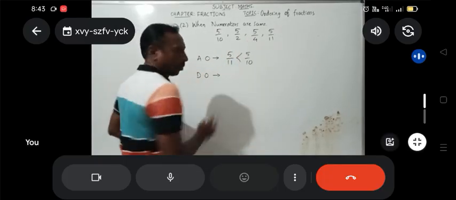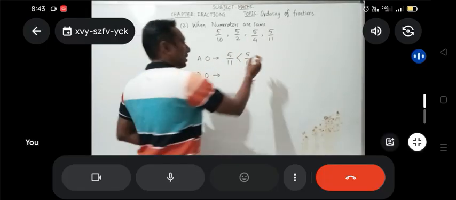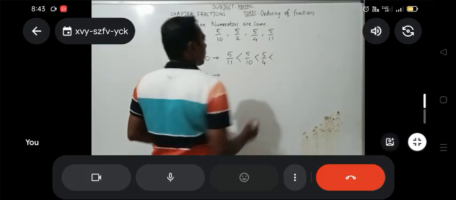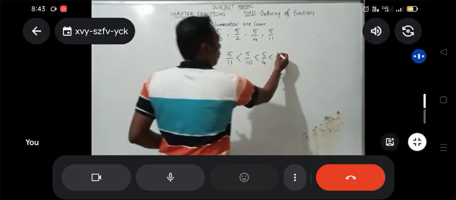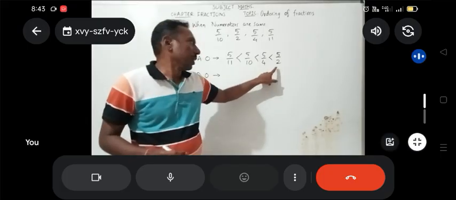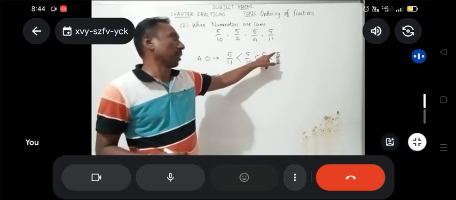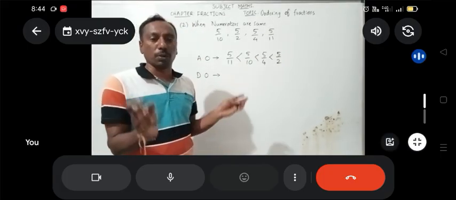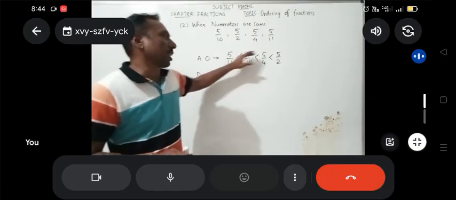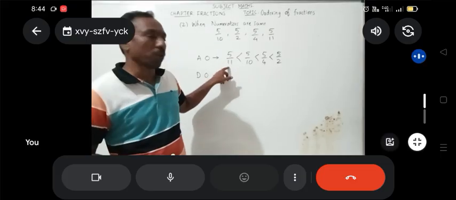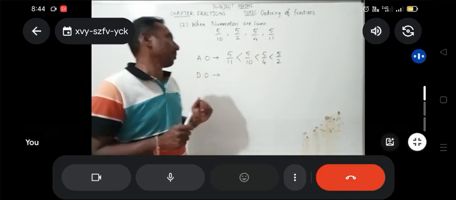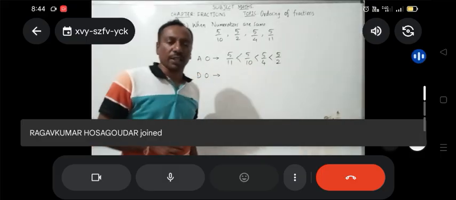See, among these 4 is more, so the value of the fraction is less. 5 by 4. Next, 5 by 2. See, the denominator indicates how many parts we have divided. Here it is only 2 parts, so the size of each part will be more, and the value will be more. That's why when numerators are the same, the denominator which is more will have less value, because the size of the part will become less. This is ascending order.